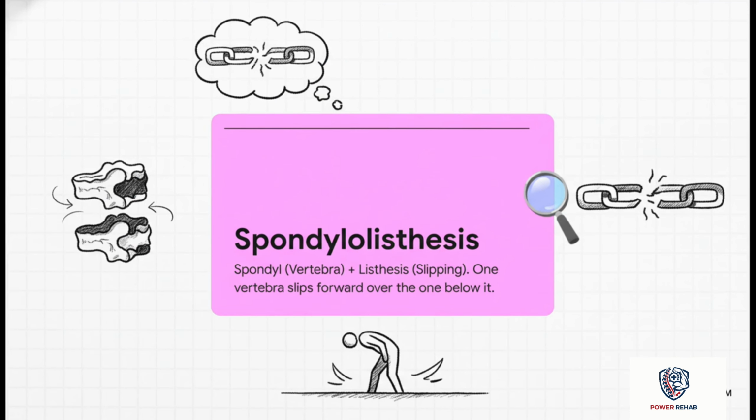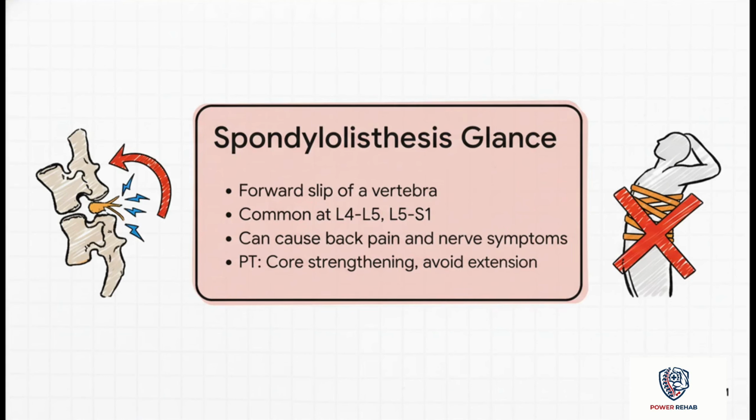And once again, let's look at the name. The secret decoder word here is listhesis. That literally means slipping. So spondylolisthesis just means vertebra slipping. See? It's not so confusing once you know the trick. Now this slippage usually happens way down in the lower back, and because that bone is moving, it can start to pinch on nerves, causing pain.